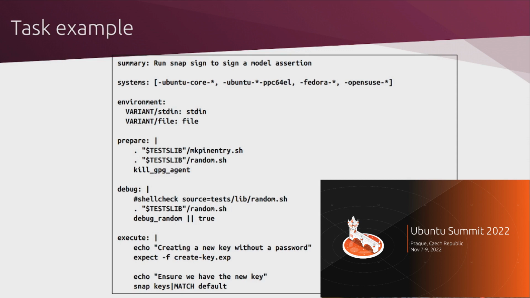And something important is that for each test, you can also define which systems are supported for the test. So if you have, for example, something that's just for Ubuntu, you can say here Ubuntu, but also you can say in which systems it is not supported. For example, in this case, it will execute in all the systems except those ones.